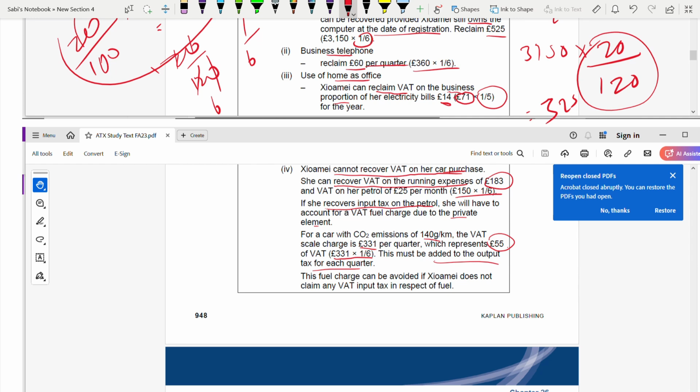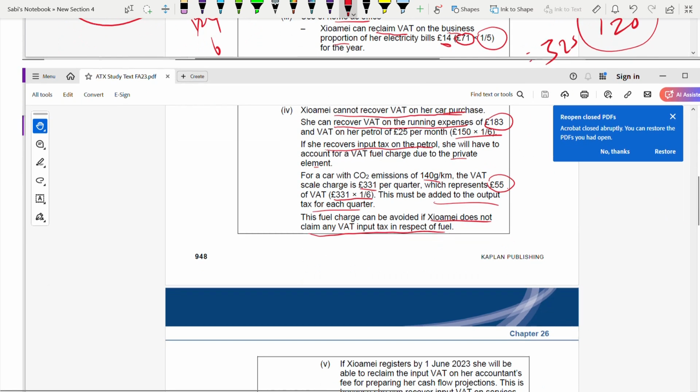Okay, but this fuel charge can be avoided if GME does not claim any VAT input tax in respect of fuel. If they do not, you can exclude this VAT charge.